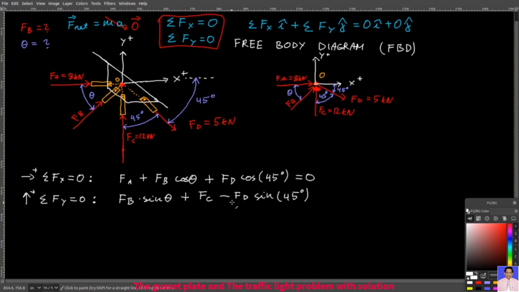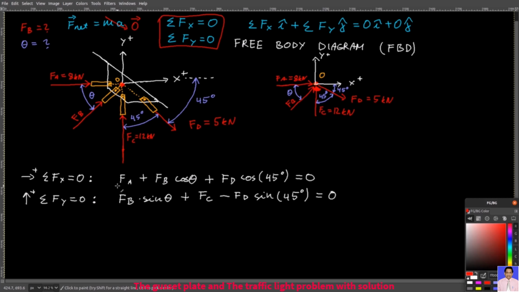But why do I have this minus here? I have this minus here because this Fd vector has a negative y component. It has a positive x component, but it has a negative y component. And that's why I have minus here. And then I equate it to 0.